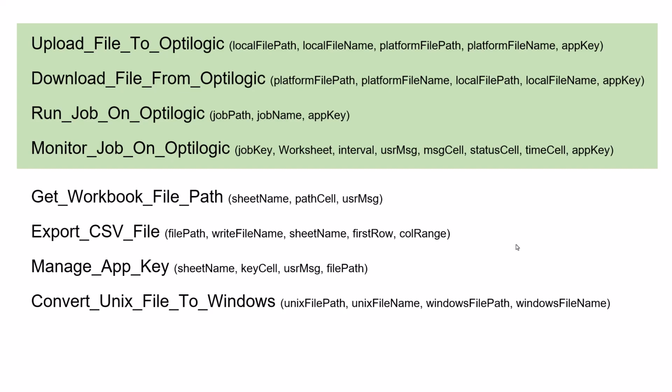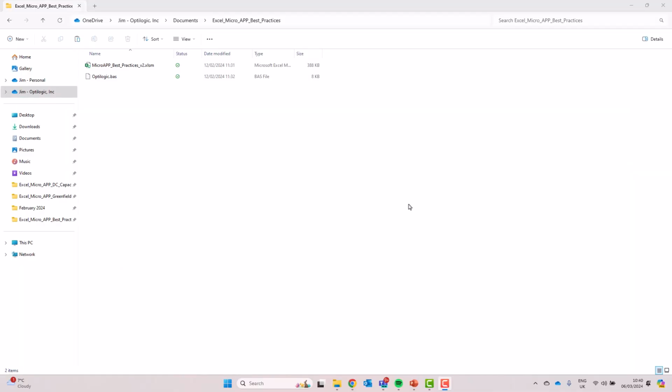To work against the Optilogic platform, we'll also need to provide app keys for authentication. So in Chapter 3, we'll learn how to use the functions for app key management and also getting the workbook file path. And in Chapter 4, we'll learn more about exporting CSV data and how we can use standard functions to do that. So now let's take a look at the best practices template that you would have downloaded from the resource library.